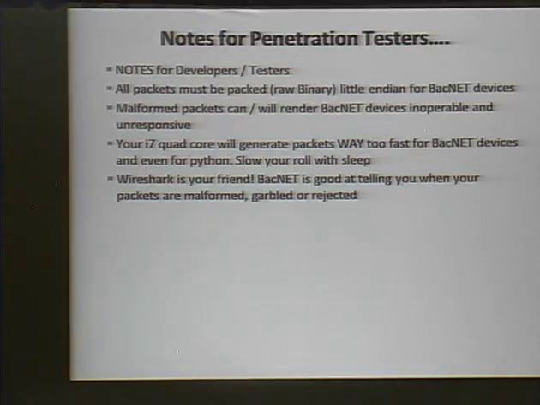All right, so something real quick for the pen testers. All the packet stuff is packed in raw binary, a little EDN format, of course. Malformed packets can and will render some Bacnet devices inoperable. So if you're a pen tester and you decided to do this against a building, not this building, please, you want to be careful what you're doing because it can make them stop responding. I've also learned that your typical modern laptop will actually crush these things. They simply can't handle the speed at which your normal laptops can generate packets, so be aware of that. And of course, Wireshark will decode all this stuff also. Turns out Wireshark does have a plugin to allow you to decode Bacnet packets.